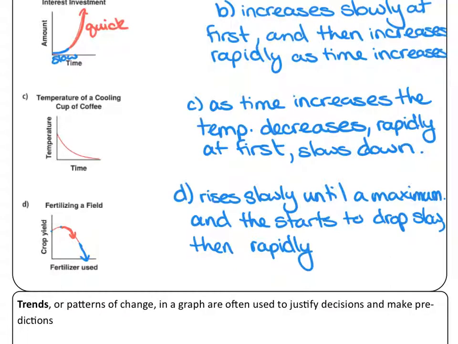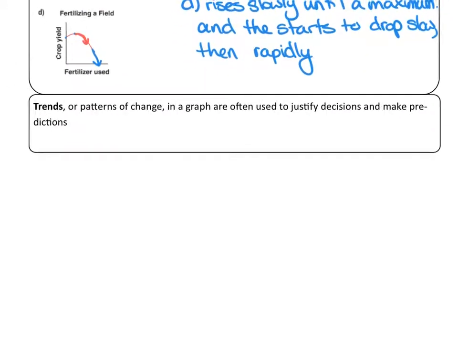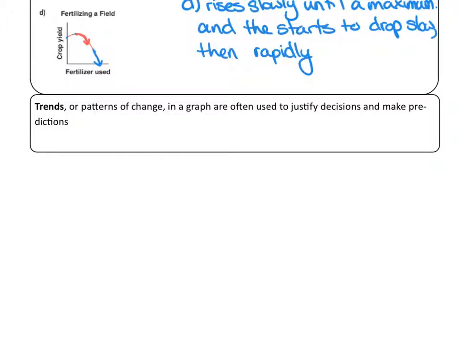Okay, so that's kind of what they're looking for in terms of trend. Just tell me what the graph is doing as you go along to the right. Now, I just want to come to some vocabulary. Trends, which is what we're looking for, or patterns of change in a graph, are often used to justify decisions and make predictions. So I'm going to go to the next example and we'll look at how we can use that trend to make predictions.